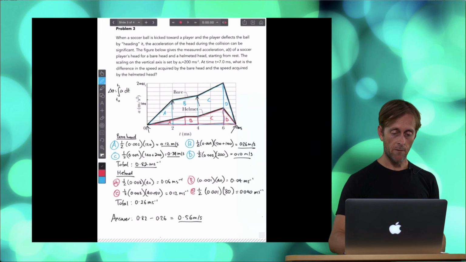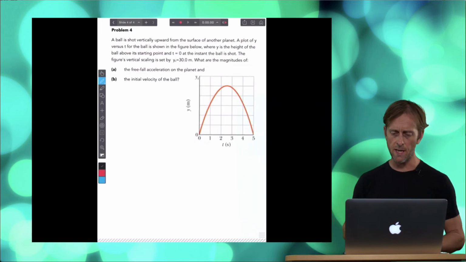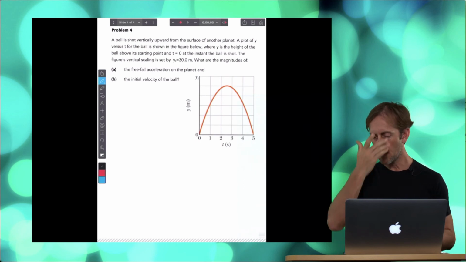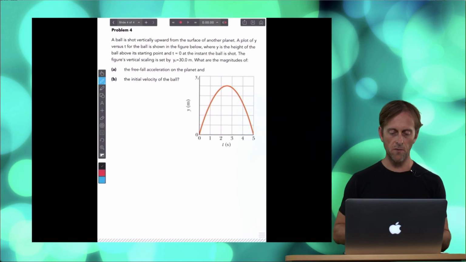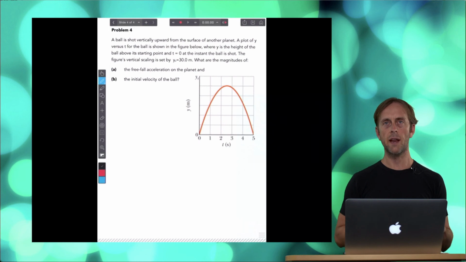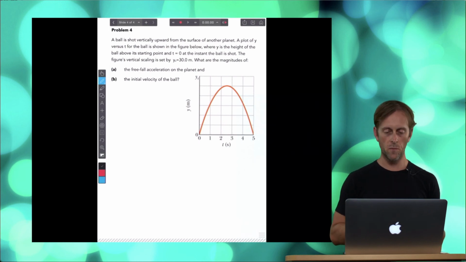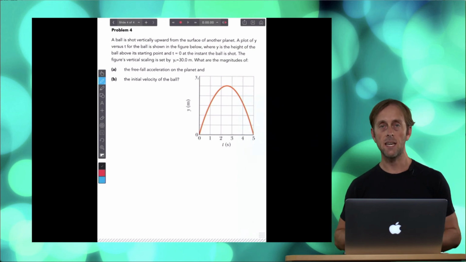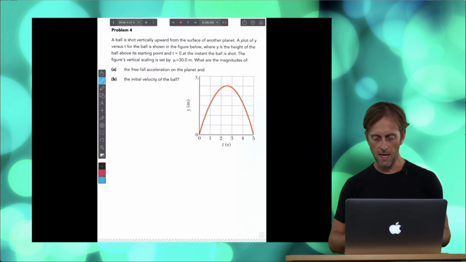Okay, so we have one more problem that I'm going to talk to you about. This is a pretty easy one, but it's just, again, having a look at our equations of motion with constant acceleration. So a ball is shot vertically up from the surface of another planet. A plot of the position as a function of the time for the ball is shown in the figure here, where y is the height of the ball above its starting point and t equals 0 at the time the ball is shot. So the figure's vertical scaling is set by 30 meters.